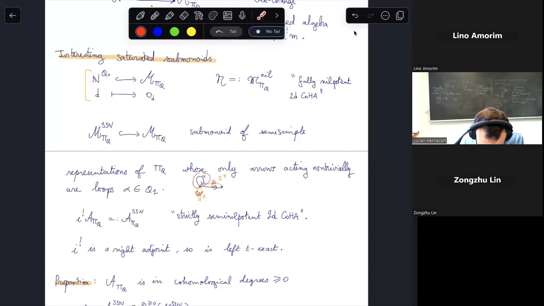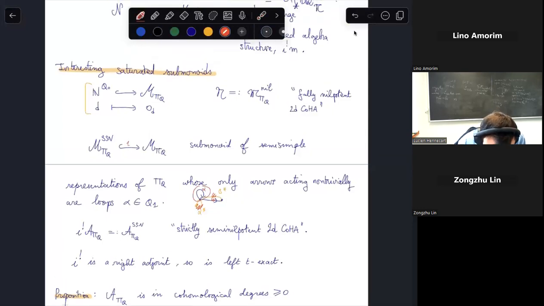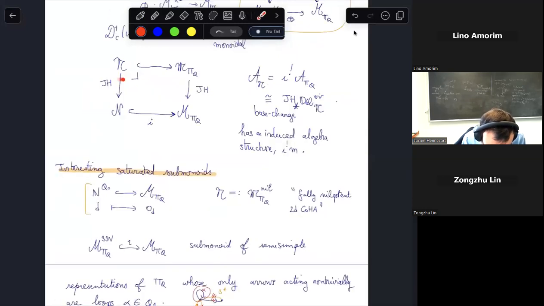So you can perform the previous construction by taking the restriction here. And you get what is called the strictly semi-nilpotent two-dimensional cohomological Hall algebra. So it's the underlying constructible complex. So the stack you get by pullback here, when you take this strictly semi-nilpotent thing, is the stack of strictly semi-nilpotent representations of pi Q. You can define it this way.